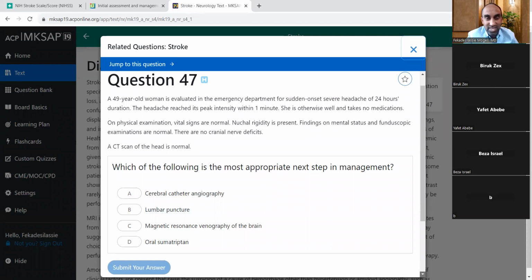On physical examination, vital signs are normal. Neck rigidity is present. Findings on mental status and fundoscopic examinations are normal. There is no cranial nerve deficit. CT scan of the head is normal. Which one of the following is the most appropriate next step in management? A. Cerebral catheter angiography. B. Lumbar puncture. C. Magnetic resonance venography of the brain. D. Oral sumatriptan. What shall we do? Lumbar puncture.